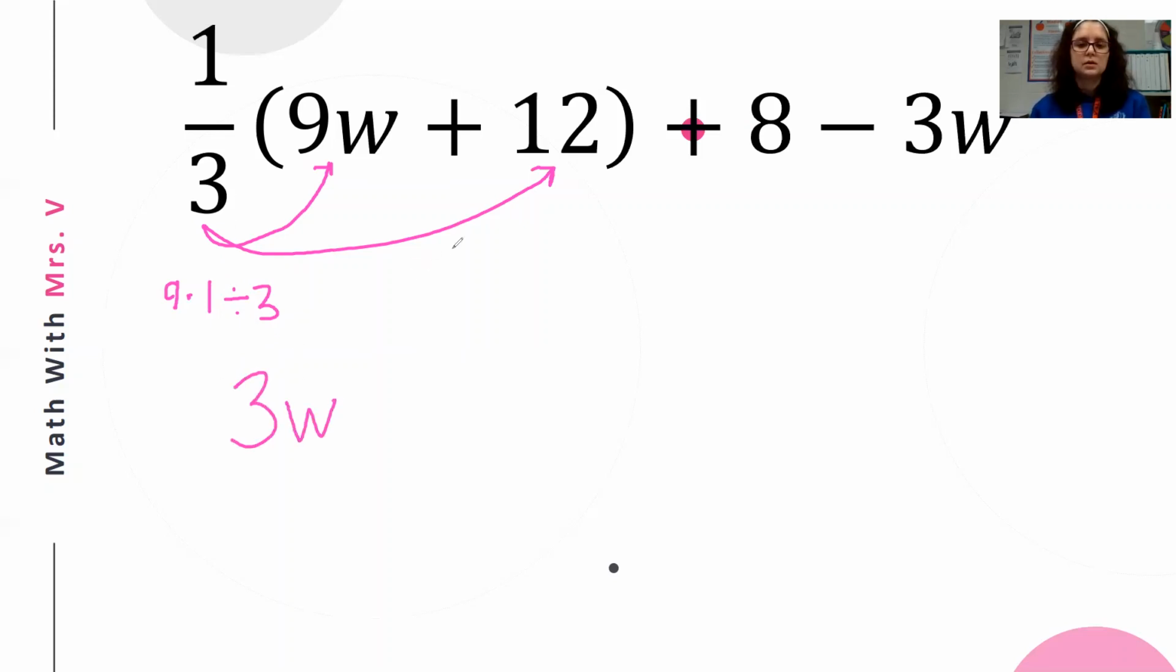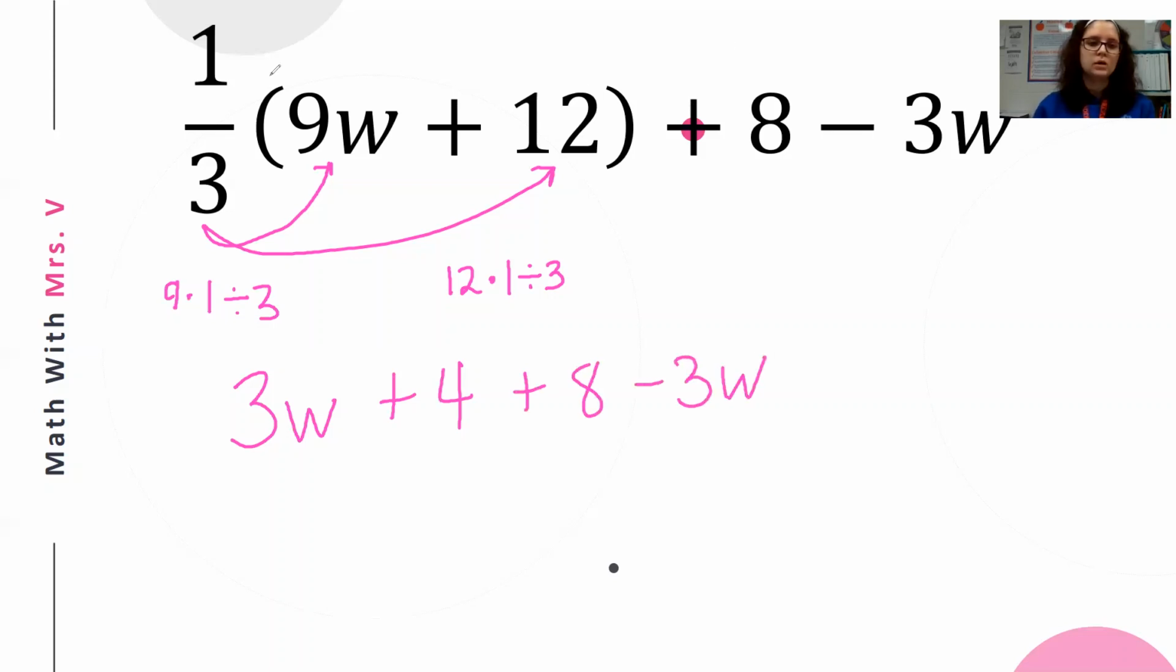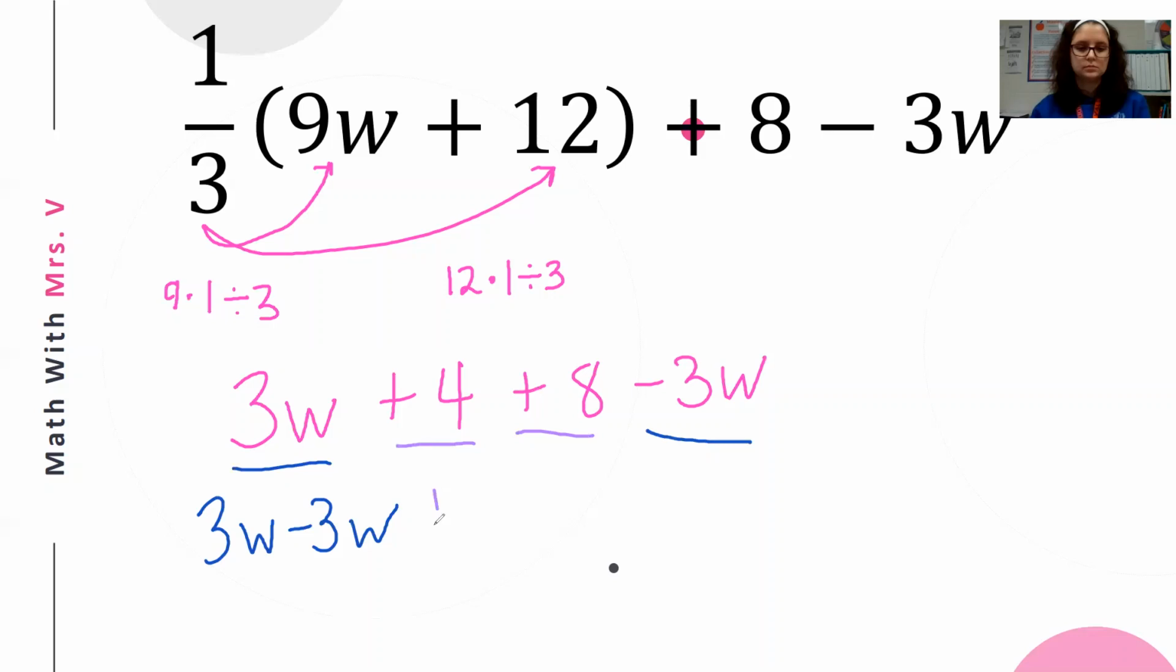So the same thing, 12 times 1 divided by 3. 12 times 1 is 12, divided by 3 is 4. So plus 4 plus 8 minus 3w. Okay, let's notate what needs to be combined. 3w and a negative 3w. And then we have plus 4 and plus 8.